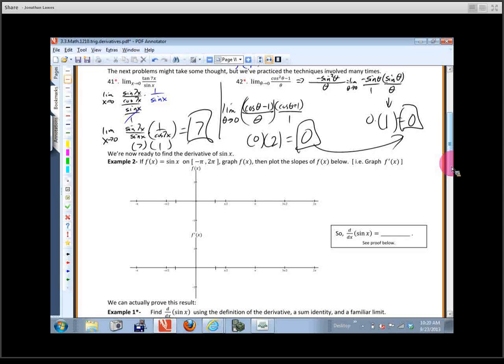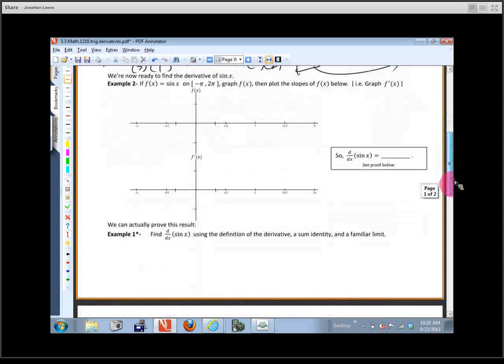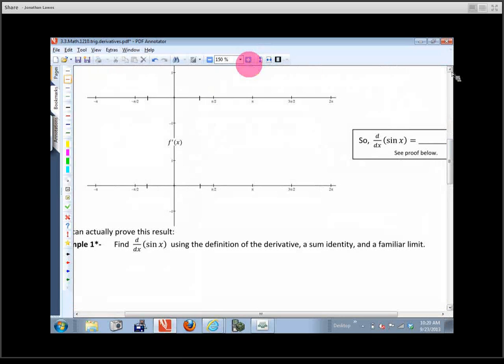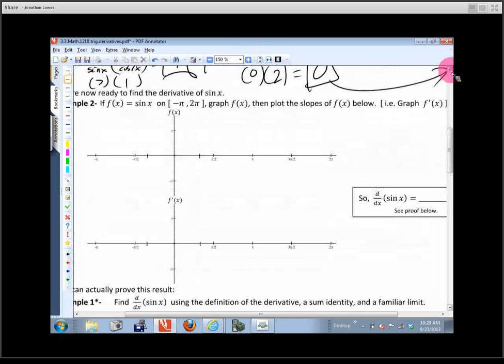Okay. All right, we're now ready to actually find some derivatives of trig functions. And we're going to do this first one graphically. So we're going to look at this and think about, okay, let's graph the original function. So let's graph sine of x.